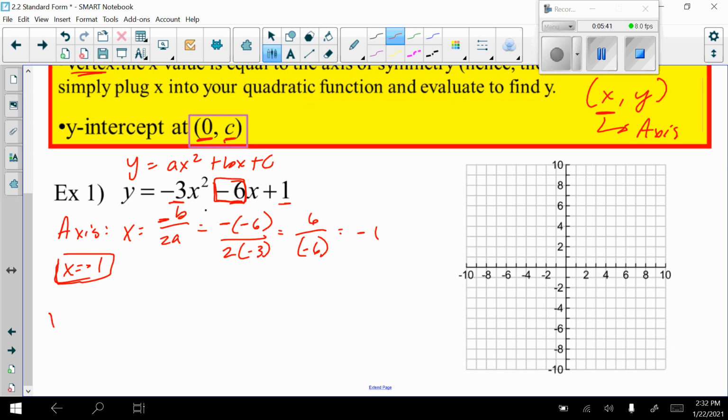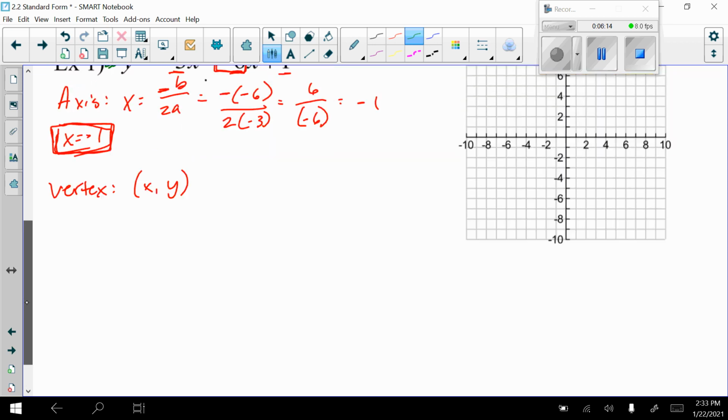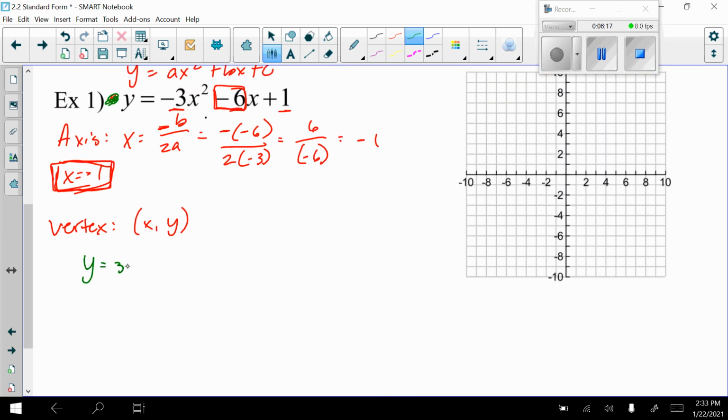All right, now that I have my axis of symmetry, I can go find my vertex. Remember, that's the most important part of a parabola, most important point. We're going to use it a lot, so let's go find it. And remember, like I said, the vertex is a point with x and y, and your x-coordinate is your axis of symmetry. So what I'm going to do is take the axis of symmetry, that x value that I got up here, and plug it into my original equation. Okay, so switch colors here. I'm going to plug it into my original equation. So the original equation is y equals -3x squared minus 6x plus 1.